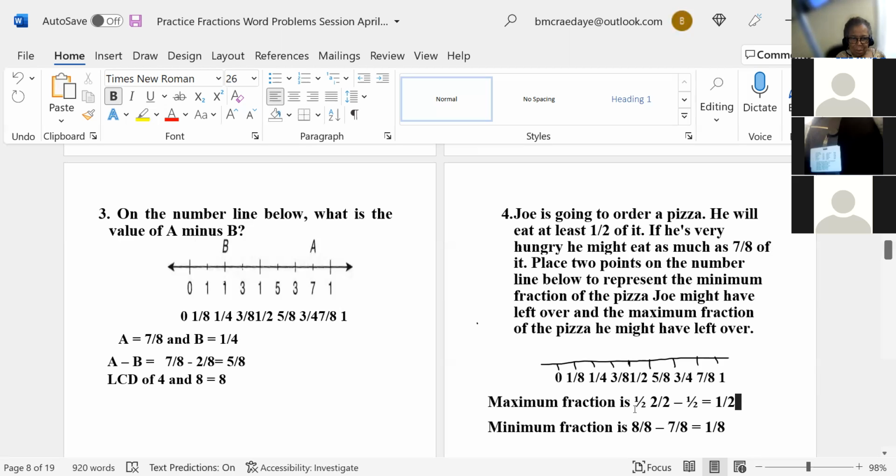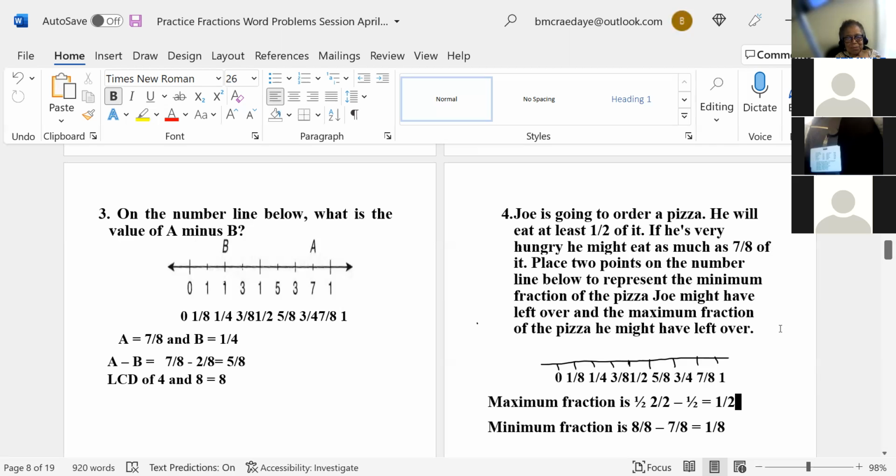Okay, questions on number 4? I want to make sure you understand it. Now, this is the one you'd put on the number line. So you put a point here, 1/8, and you'll say that's minimum. And then you put 1/2 right here and say that's maximum. That's the way you would mark it on the number line.